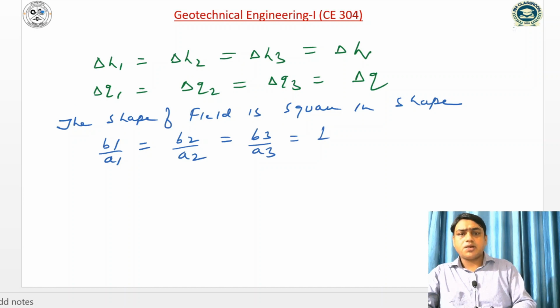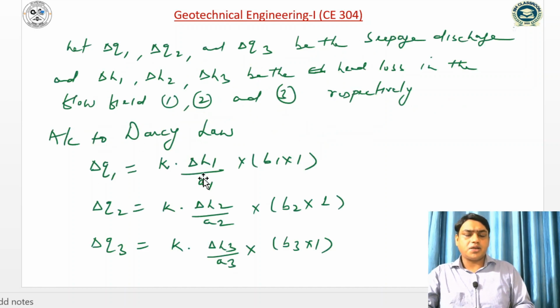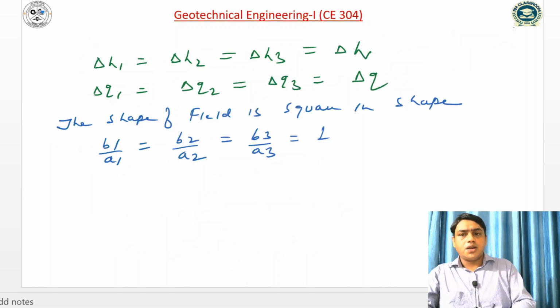So we can write delta Q1 is equal to K delta H1, delta Q2 is equal to K delta H2, and delta H1, delta H2, delta H3 are the same. So we can write delta Q1 is equal to delta Q2 is equal to delta Q3.